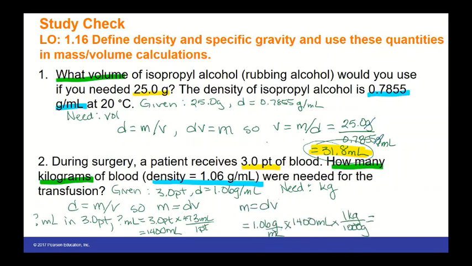Now, plugging that into our rearranged density equation and also using our conversion from grams to kilograms, we end up with 1.5 kilograms of blood. Alternately, we could have left this number with an extra number of sig figs so that we would have a more precise answer at the end of our calculations.